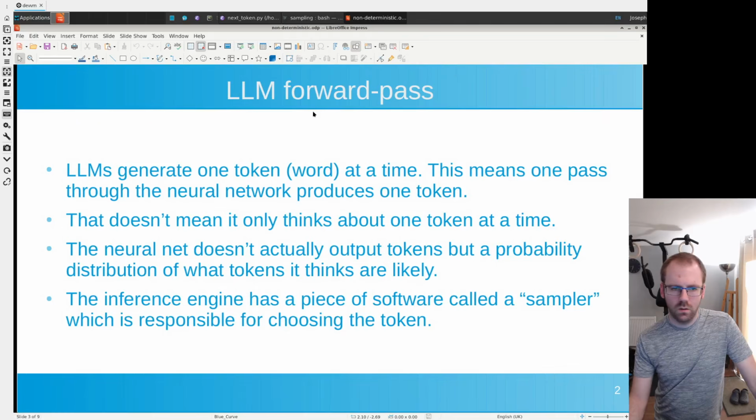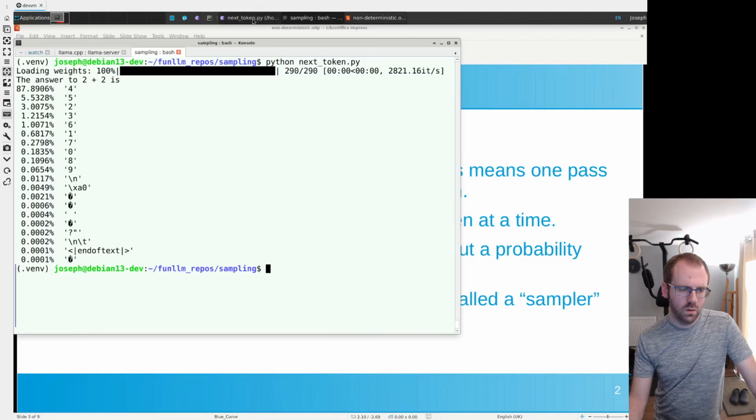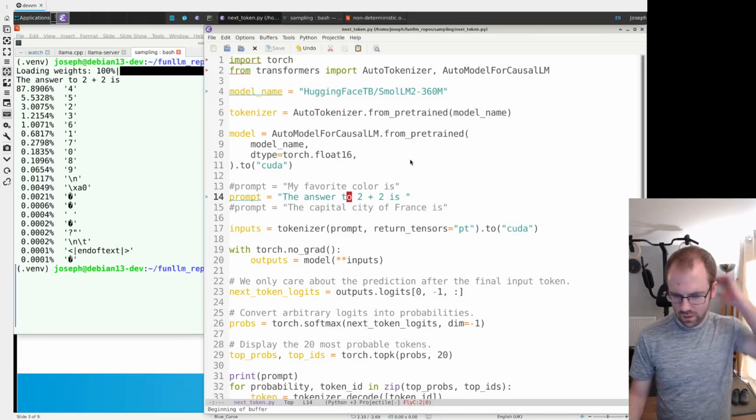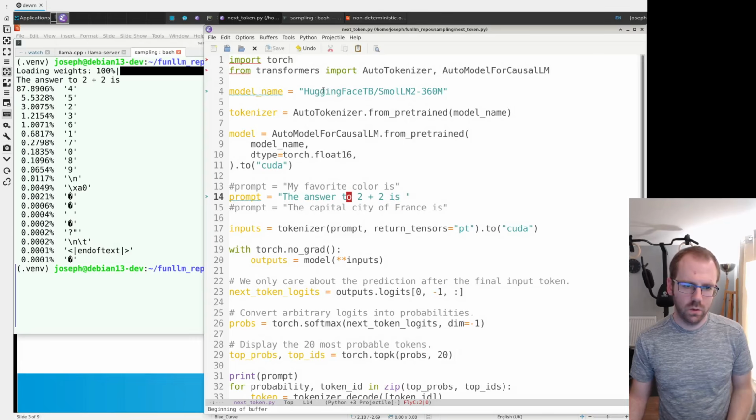I think the next bit is my demo, isn't it? Right, yeah, so this script, you don't really need to know how it works, but it basically just loads a very small large language model called small LM, and we are producing one token at a time. Well, we're looking at the probability distribution.